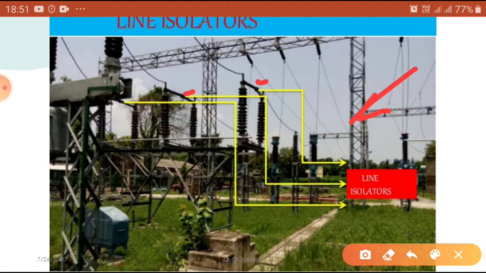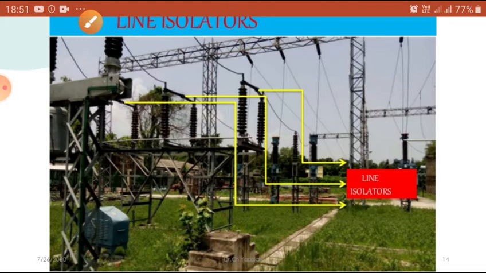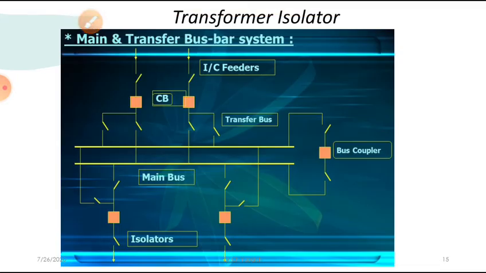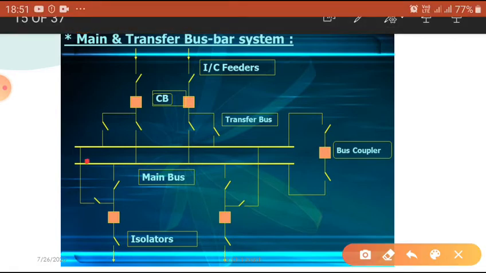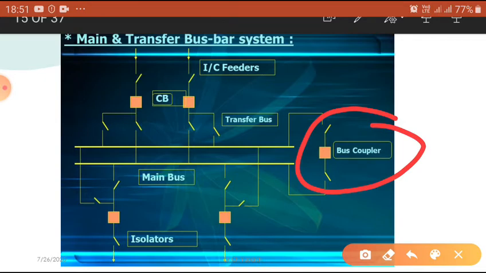Now coming to another type of bus bar system, that is the transfer bus bar system. Here you can see the main bus and transfer bus systems. This is the main bus and this is the transfer bus. In between, I am going to use one bus coupler, you can see here. The incoming feeders come here and go to the outgoing feeders.